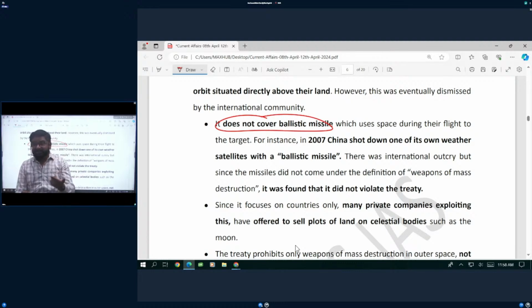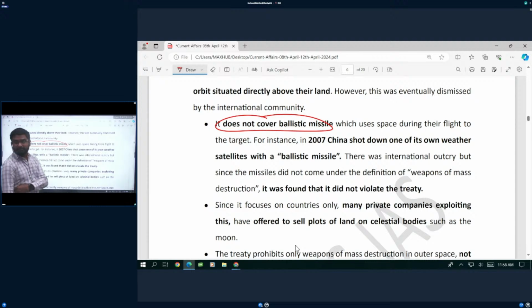And a ballistic missile, I just told you, travels from outer space. It goes from the atmosphere, then outer space, again in the atmosphere and hits the target. So for a major portion, ballistic missiles travel in outer space. And when this treaty was signed, ballistic missiles were not available. That technology we did not have. So this treaty even today does not cover ballistic missiles. So there is no clarity over this.